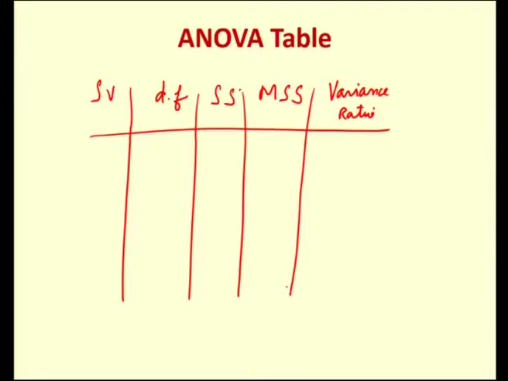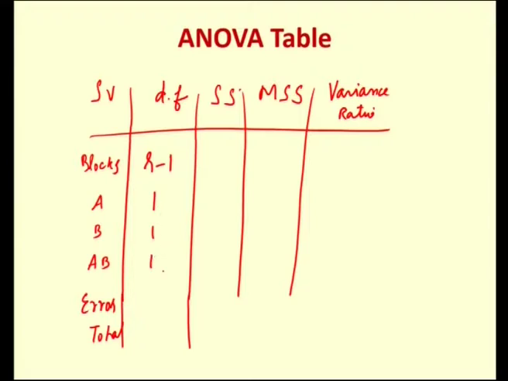So, under sources of variation, we have blocks and main effects A, B, interaction effect AB, error and total. And from the analysis, we can find out the degrees of freedom, and we can write in the table as: for blocks it is r minus 1, since we have r blocks, and for main effects A, B and interaction effect AB, we have 1 degree of freedom, and for error it is 3 times (r minus 1), and for total we have 4r minus 1 degrees of freedom.